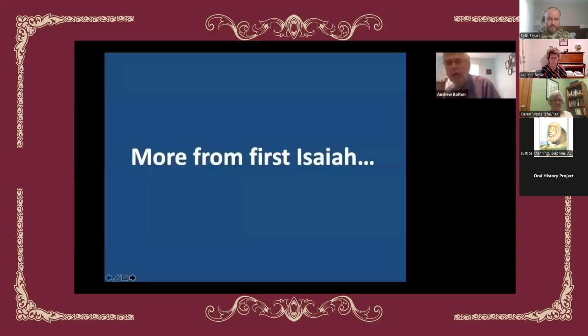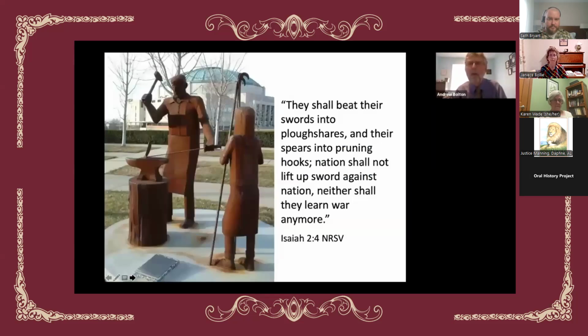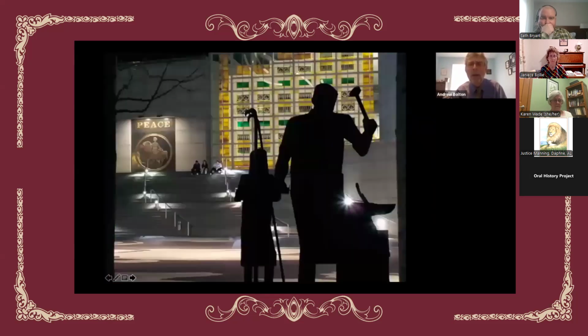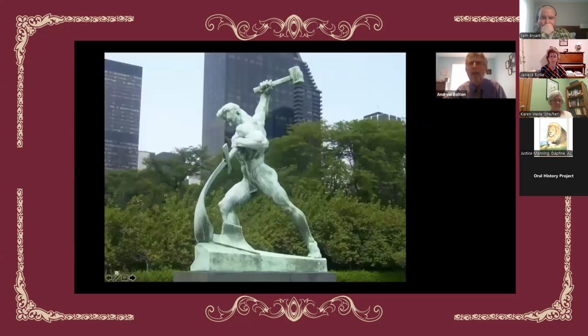But there's more from first Isaiah about visions of peace. "They shall beat their swords into plowshares and spears into pruning hooks. Nation shall not lift up sword against nation, neither shall they learn war anymore," from Isaiah 2. This statue is outside the United Nations building in New York. I saw it as a 19-year-old.